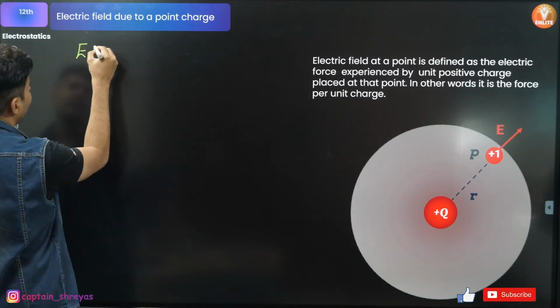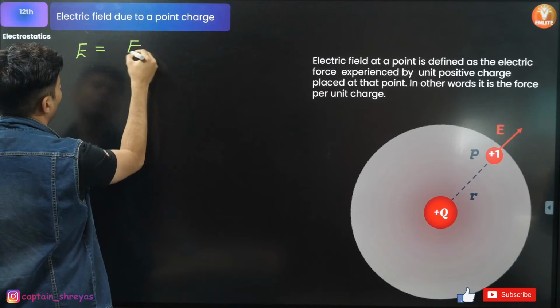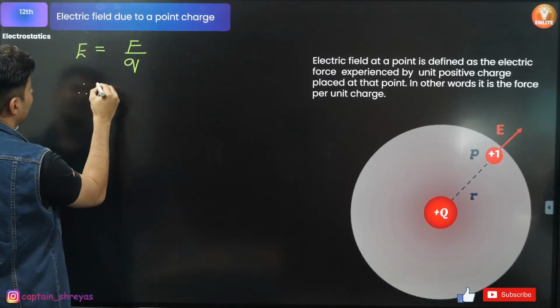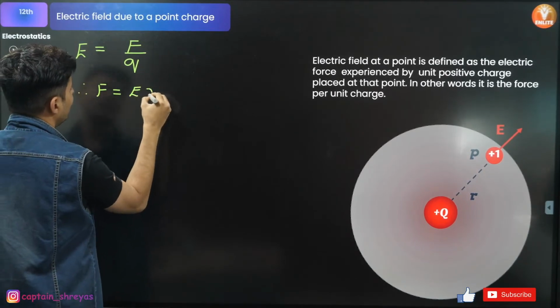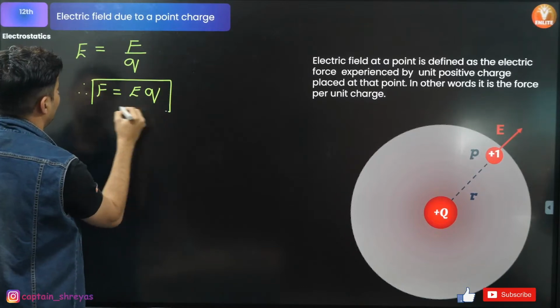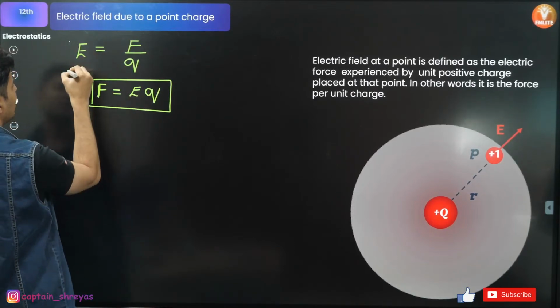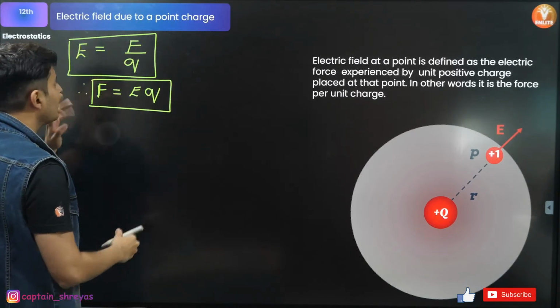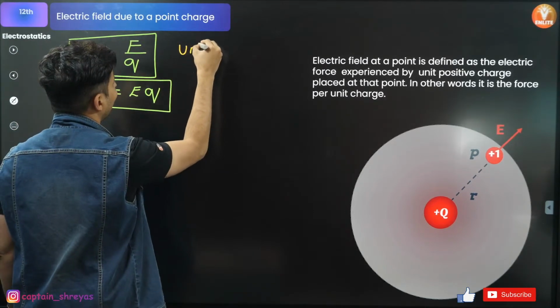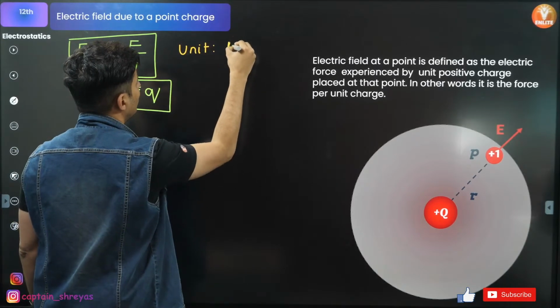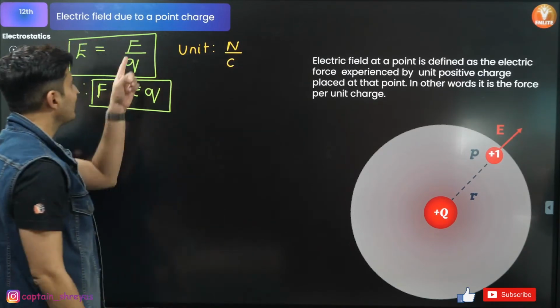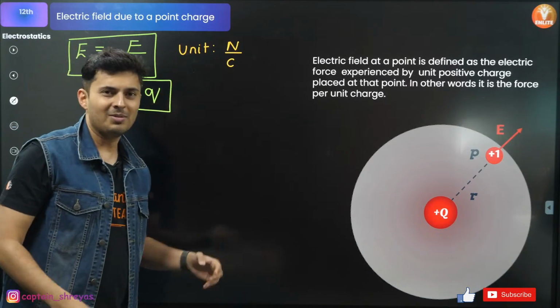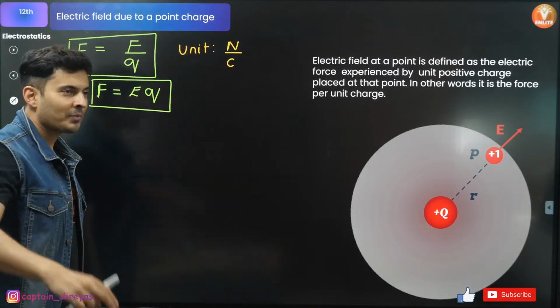So electric field is basically force per unit charge. That's the reason why you will see force is field into charge, F = qE. So that is the formula for force. This is the formula for field, E = F/q. Everybody should know this. Obviously, the unit of field is none other than Newton per coulomb. You can see Newtons on the top, coulombs at the bottom. So obviously Newton per coulomb.